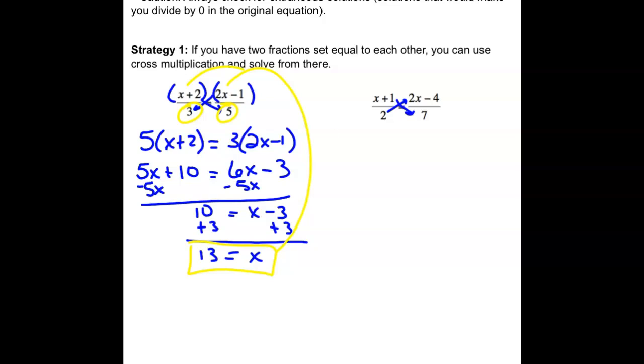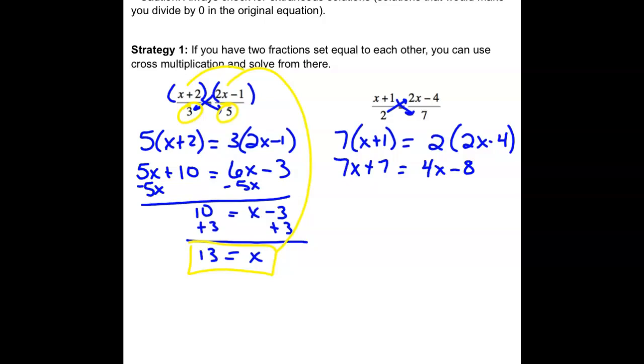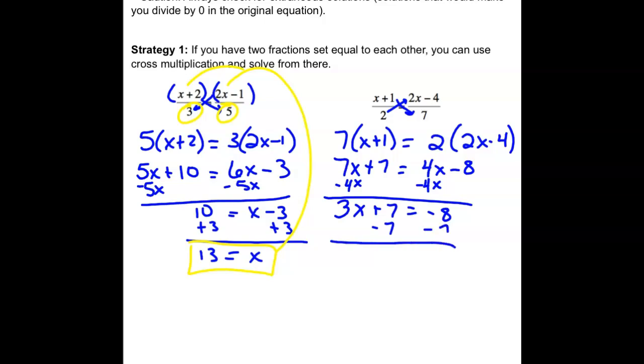All right, checking our answer. We should be multiplying 7 to x plus 1, and on the opposite side we're multiplying that 2 and the 2x minus 4. Distributing, you should have had 7x plus 7, and on the opposite side 4x minus 8. Combining like terms, getting everything to the same side here for our x's, we end up with 3 of them. And then getting our 7 to the other side, we end up with 3x being negative 15. So then dividing, x would be negative 5.